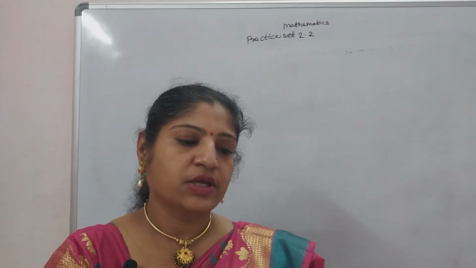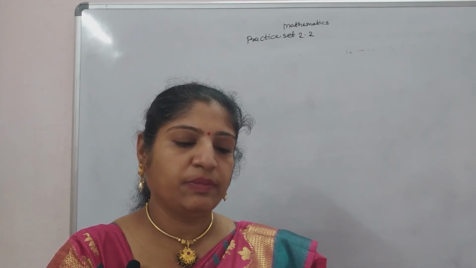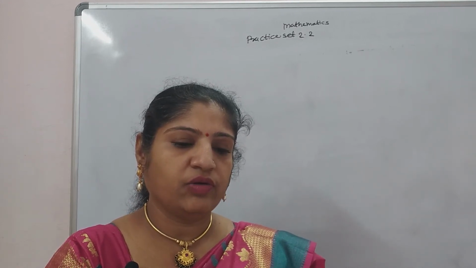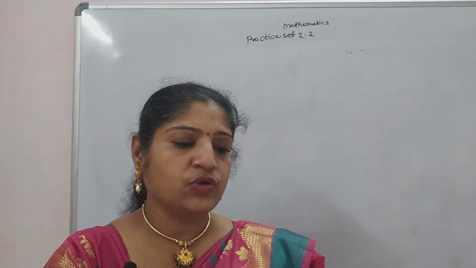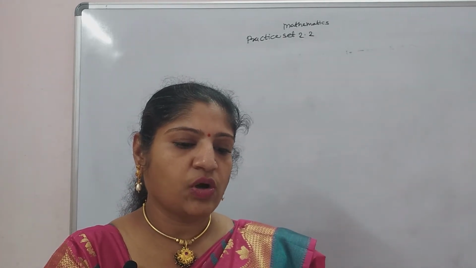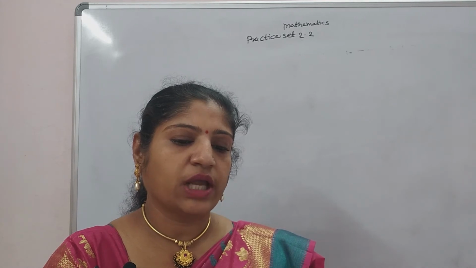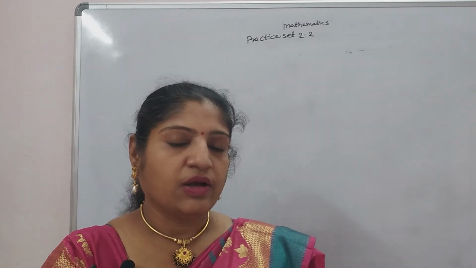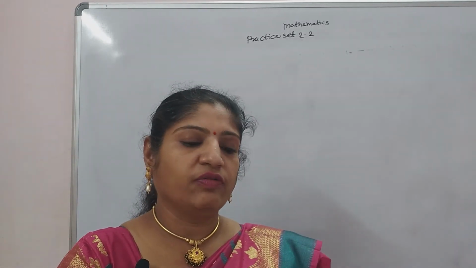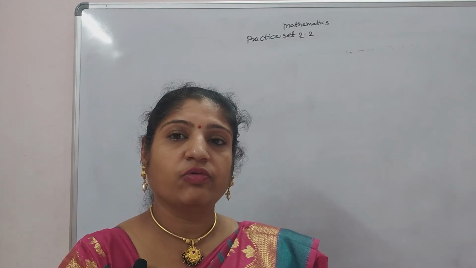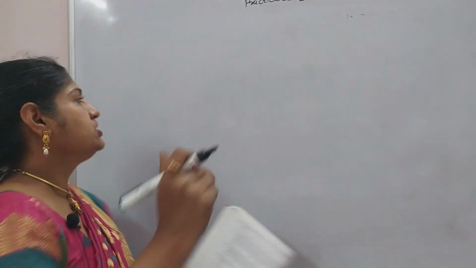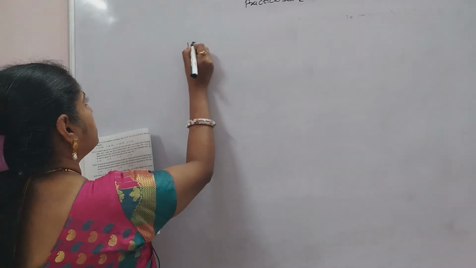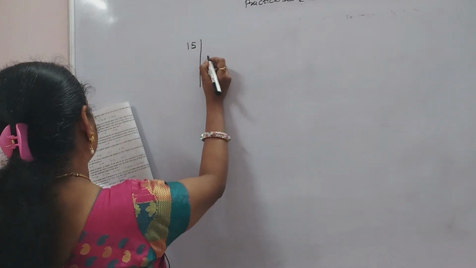Question number 15: strips of plastic of length 15 cm and 20 cm were purchased to prepare an educational aid. Pieces of equal lengths were cut from both types of strips. What was the maximum length of each piece? We have to find the maximum, so we have to find the GCD, the greatest common divisor, of 15 and 20.